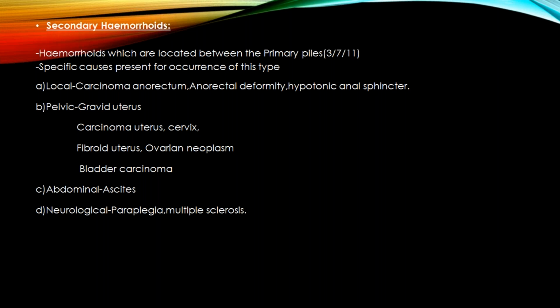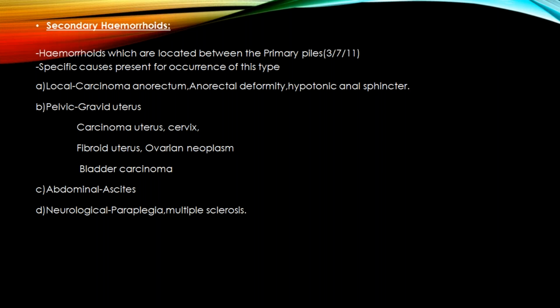So whenever you see a patient, you examine in the left lateral position, lithotomy position, or prone jackknife position. These are the positions in which you usually examine the anal canal and the rectum. And if you see secondary hemorrhoids, apart from the 3 o'clock, 7 o'clock, 11 o'clock classical positions.